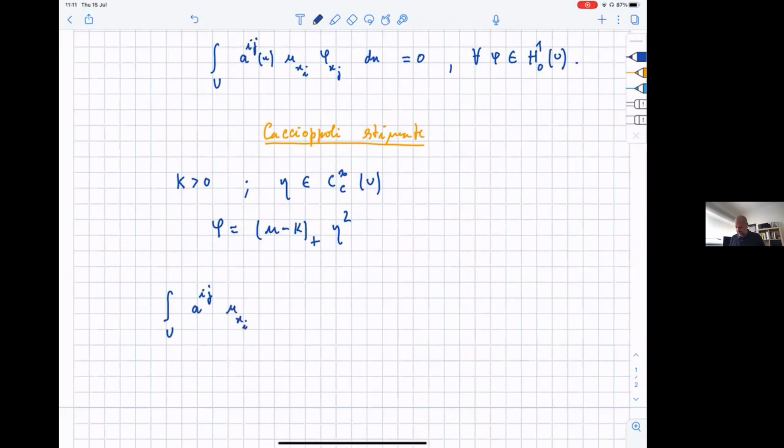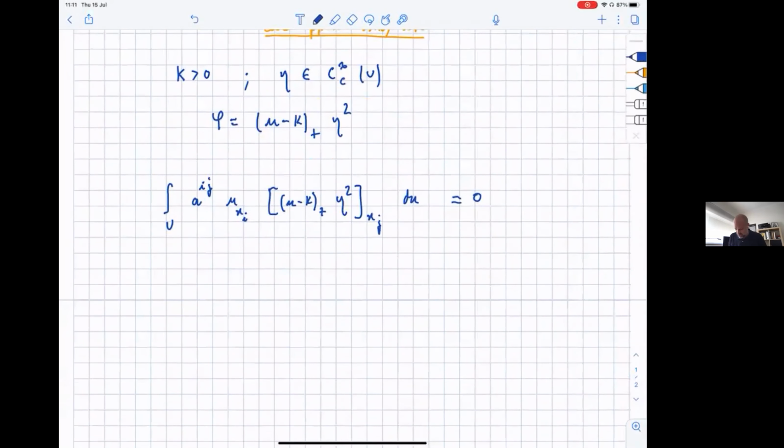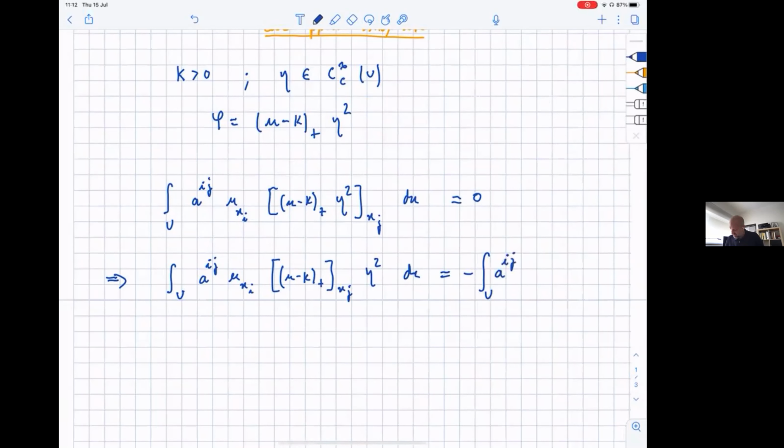I don't write the sum to simplify. And then we have the integral of a_ij u_xi (u minus k)_+ eta squared xj dx equals 0. Okay, then we take this derivative and we obtain a_ij u_xi (u minus k)_+ xj eta squared dx. And then the other term I put on the right hand side. So a_ij u_xi (u minus k)_+, and then the derivative of this guy, which is this.